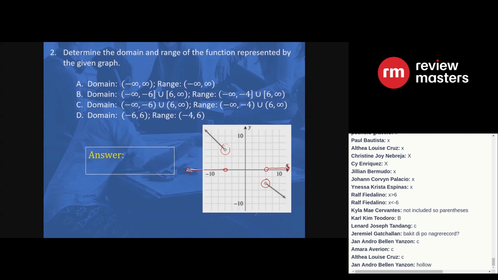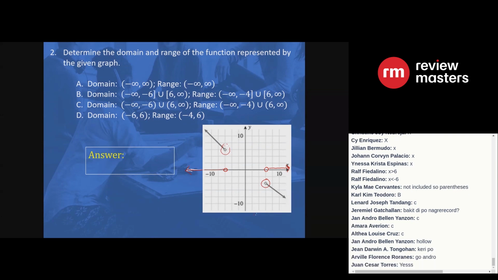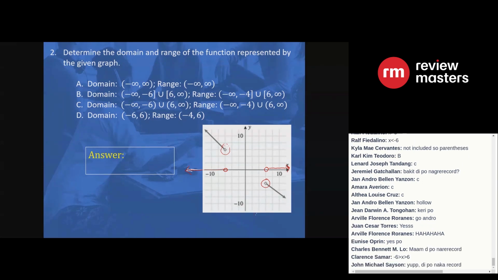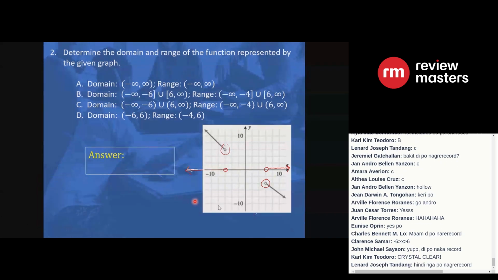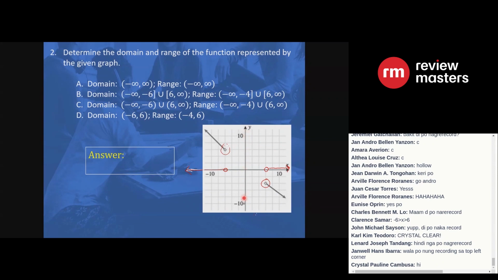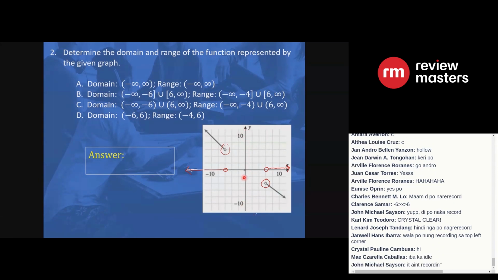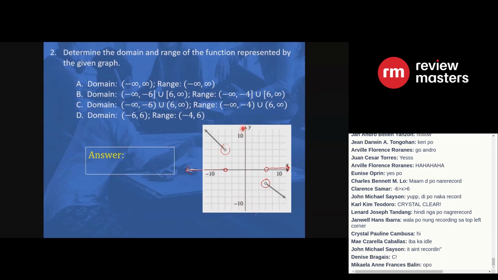Tama nga ba na ang range ay -infinity to -4, excluding -4, union 6 to positive infinity, excluding 6. So ang range, similarly sa domain, it represents our y values. So katulad ng ginawa natin kanina sa domain, i-check natin dito, alin lang yung mga y values sa y-axis. So nandito yung mga y values sa y-axis natin, alin lang dito ang may part sa graph. Okay, so ganun din yung gagawin natin.